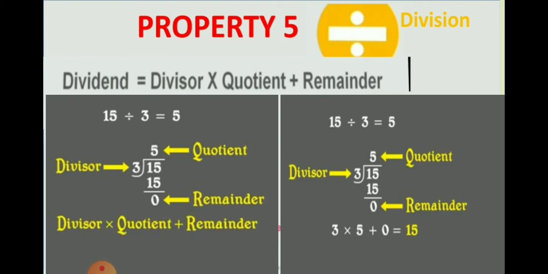So 3 into 5. Remainder is 0, so plus 0. 3 5s are 15 plus 0 and you get 15. Now check whether your dividend is 15 or not. And yes, it is correct.